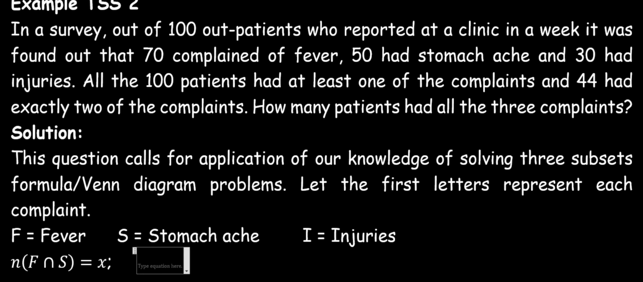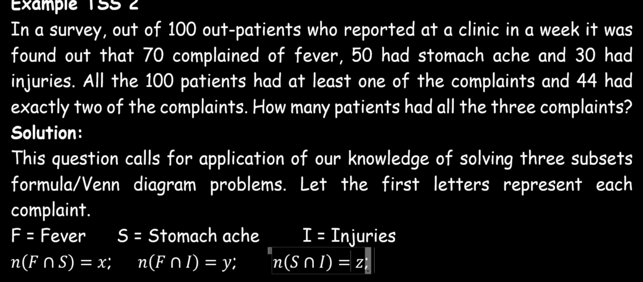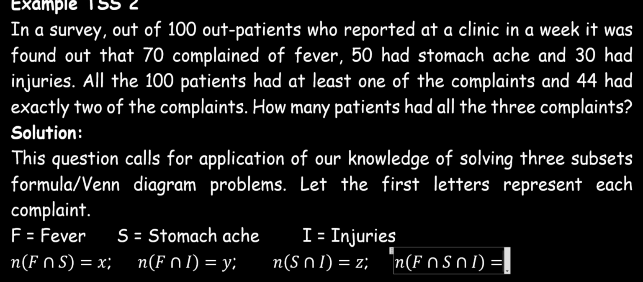Then n of F intersection I will be equal to Y, that's fever intersection injury. Then n of S intersection I will be equal to Z, that is stomach ache intersection injury. And their general intersection, the number of F intersection S intersection I, equals P. Based on this, let us draw our Venn diagram.